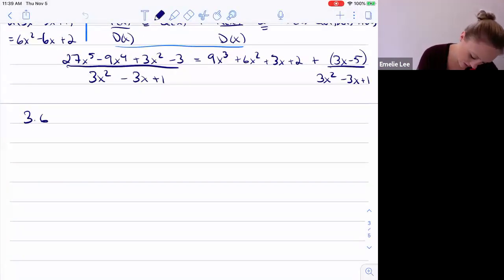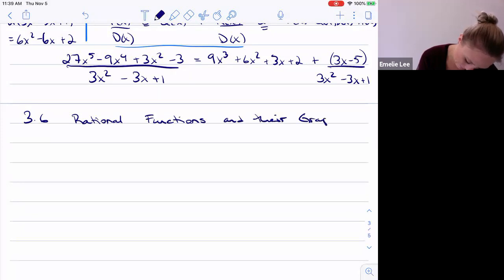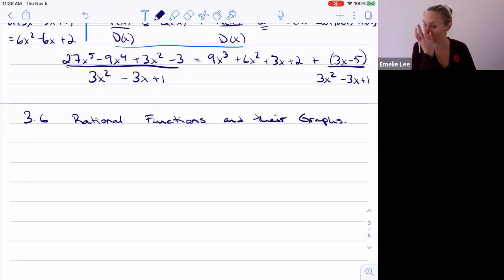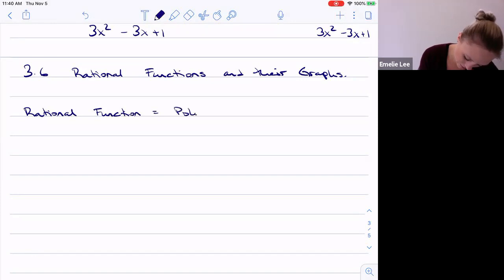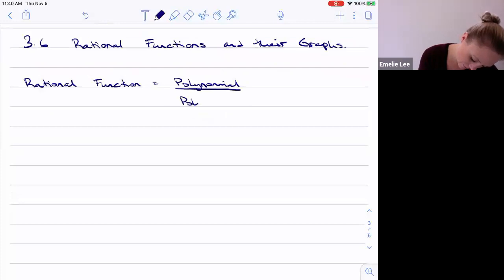So 3.6 is on rational functions and their graphs. We've already talked about rational functions. A rational function is a polynomial over a polynomial. So a rational function is a polynomial divided by a polynomial.